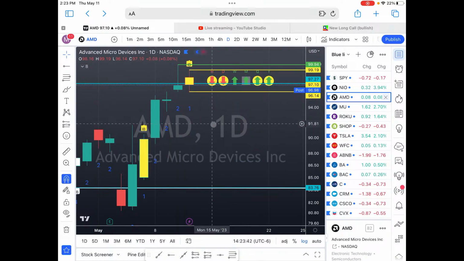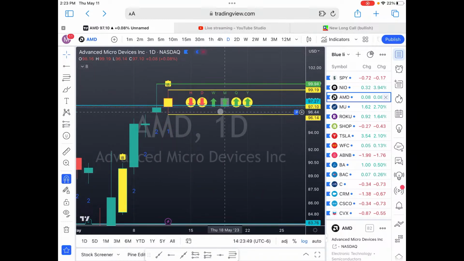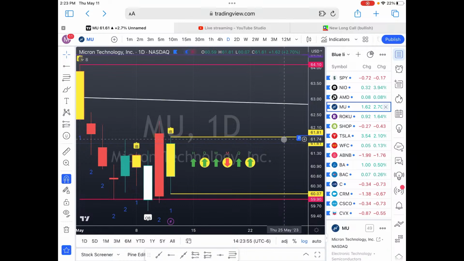Let's move on to AMD. Here's another inside bar. I'm not going to go through these any longer with you. We've talked about inside bars quite a bit. So inside bar, we can look for calls at 99.19, puts at 96.14 on AMD. MU, again, another inside bar. I might have trouble picking a top 5 here because there are so many inside bars.